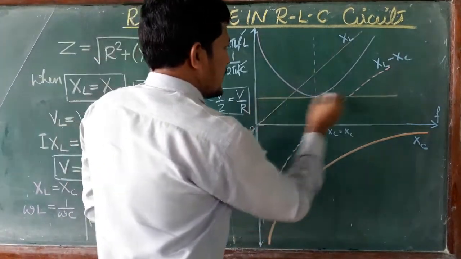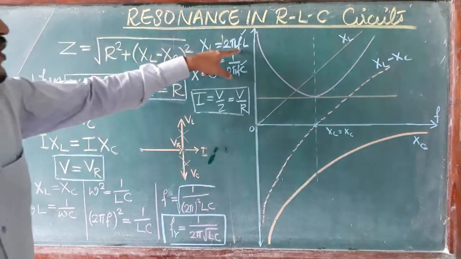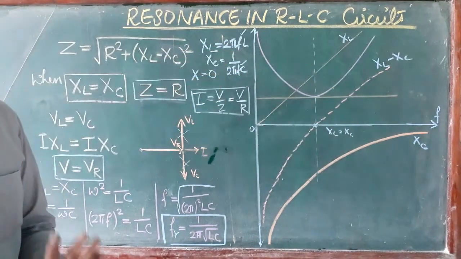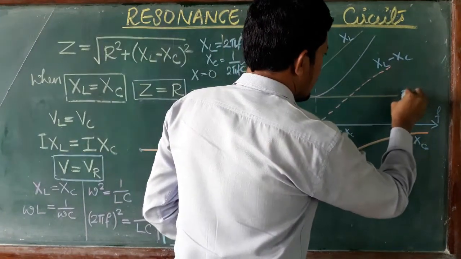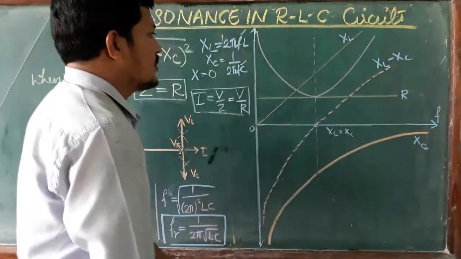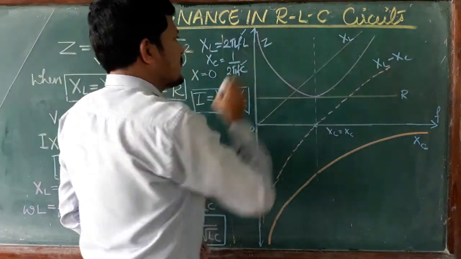So here I drew one yellow line, that is our resistance. Resistance does not depend on frequency. Resistance is resistance only, a fixed constant value. So I drew one constant line. This belongs to resistance. Clear? So this parabolic line belongs to Z.